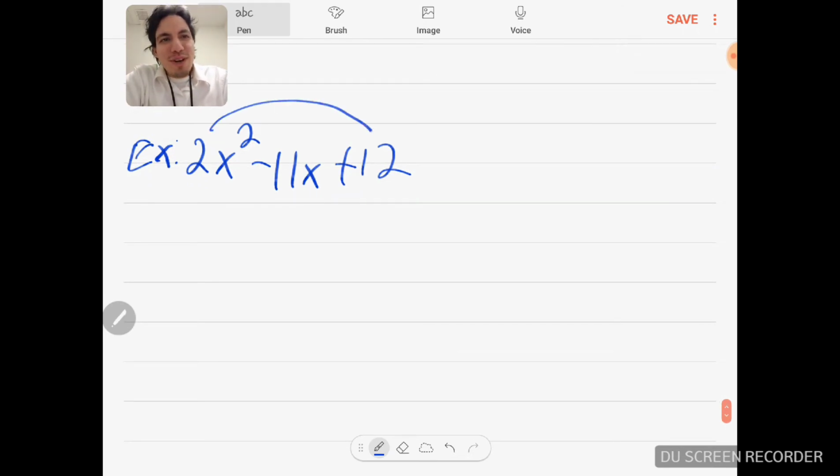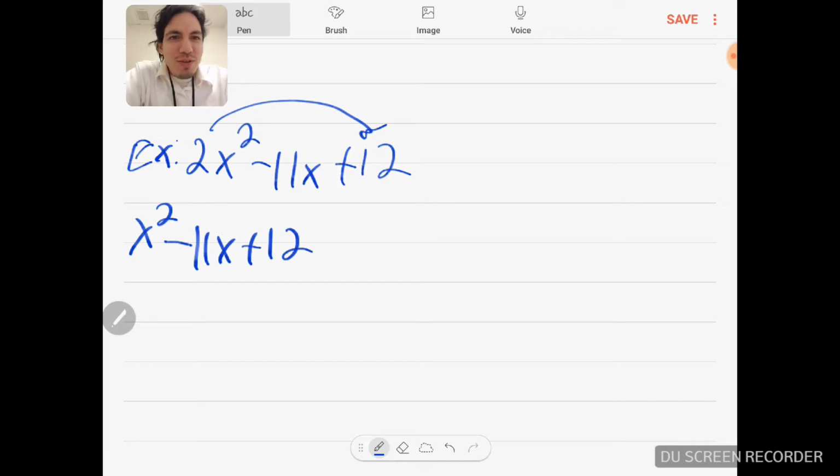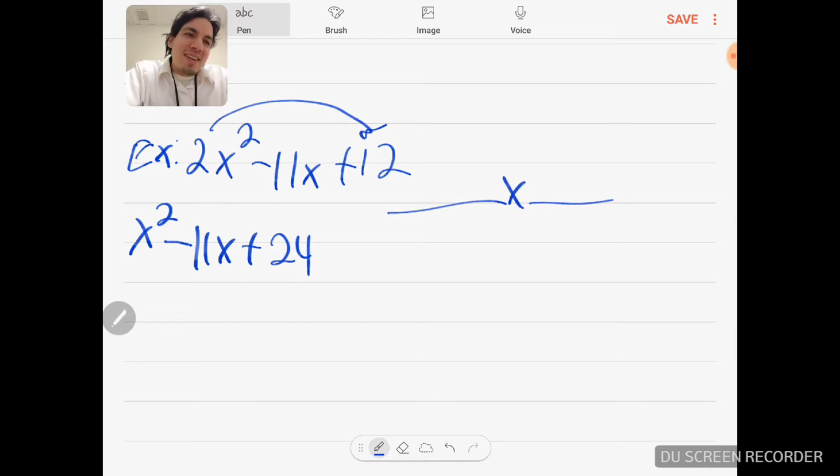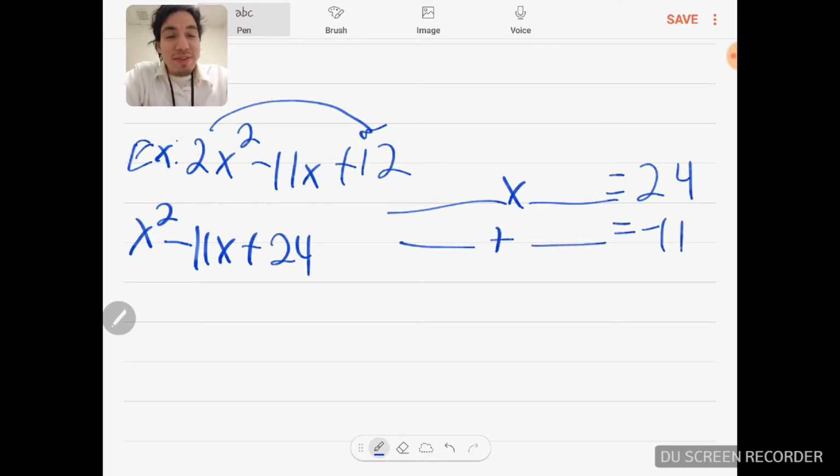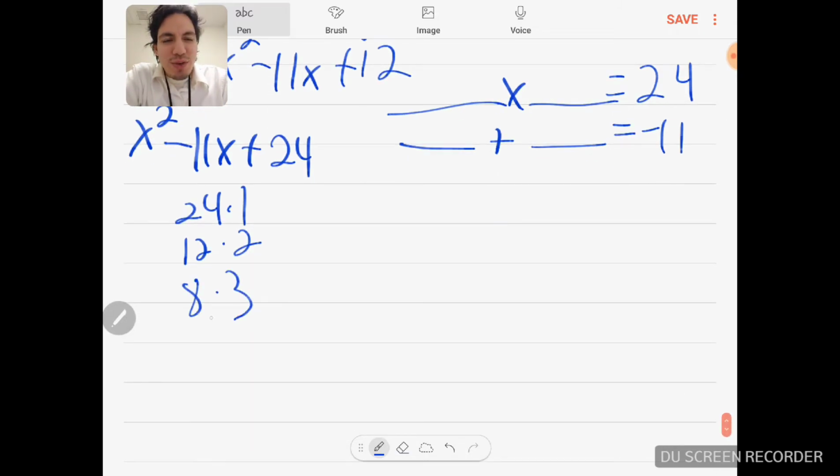Alrighty then. One more. X squared minus 11x plus 12. Oh my gosh. 24. Okay. Same 2 numbers that multiply give me 24, and same 2 numbers when I add them give me negative 11. So it's 24 times 1, 12 times 2. We have 8 and 3. I believe 8 and 3 definitely work. But they both have to be negative, so that's why I get the negative 11.